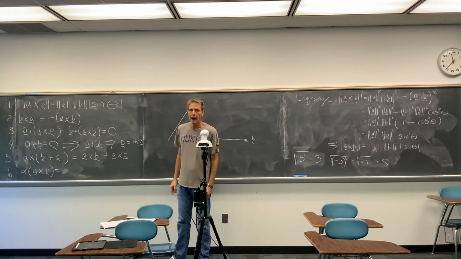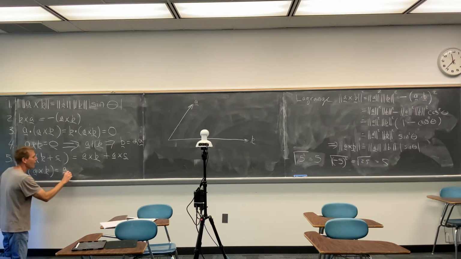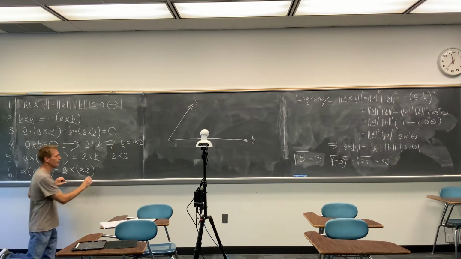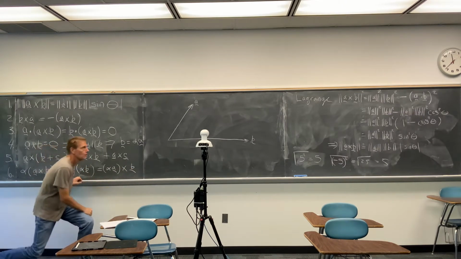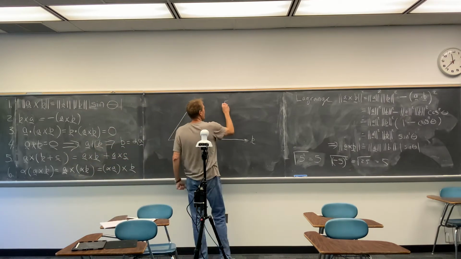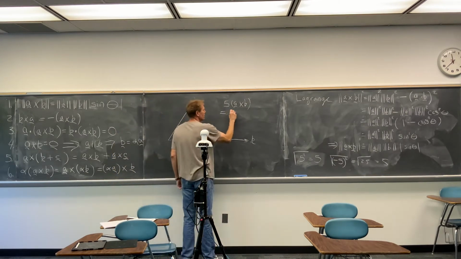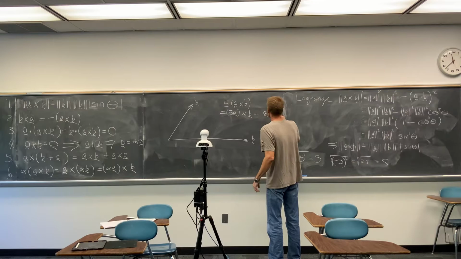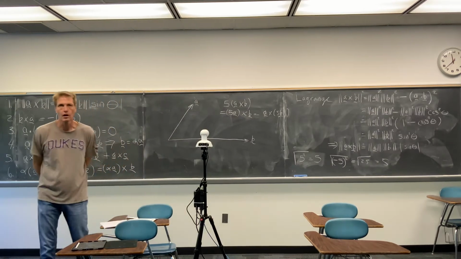I asked you guys to prove that if you have a scalar alpha times A cross B, that is equal to A cross the scalar alpha times B, and it's also equal to, I didn't ask you to prove this, the scalar times A, cross B. So if you have like 5 times A cross B, it's the same thing as 5 times A cross B, or it's also equal to A cross 5 times B. The scalars commute everywhere across that cross product.